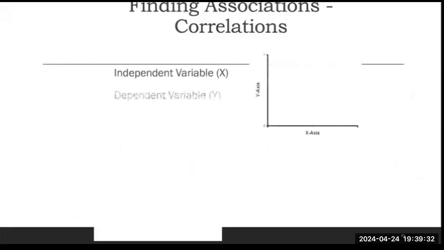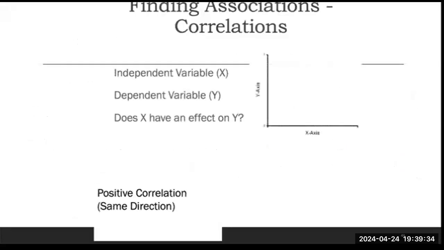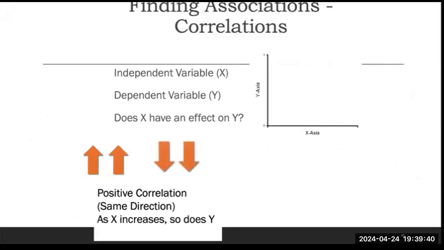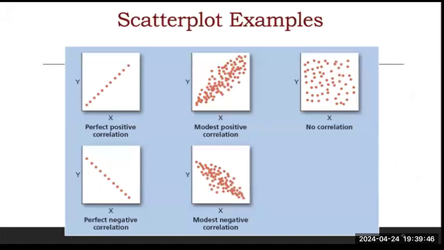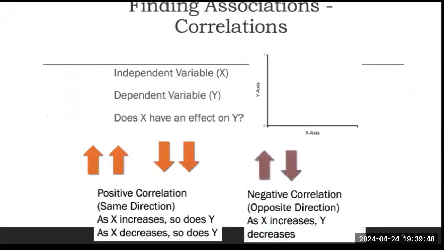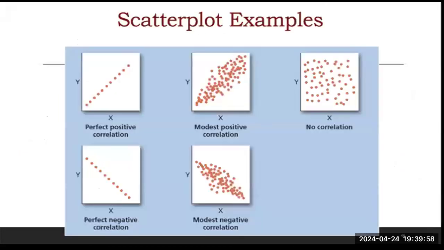So correlations, we've discussed that one quite a bit, right? So positive correlation, values go in the same direction. As X increases, so does Y, or as X decreases, so does Y. And then negative correlation is they move in opposite directions. So correlations are very, very common in studies. And here is a scatter plot, how it would look.